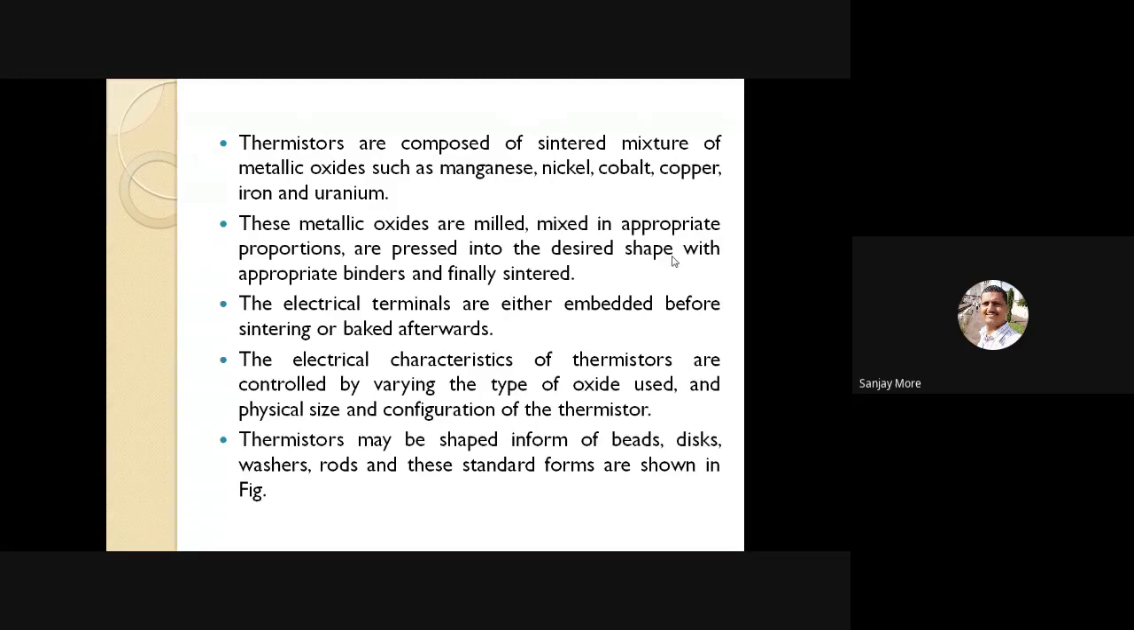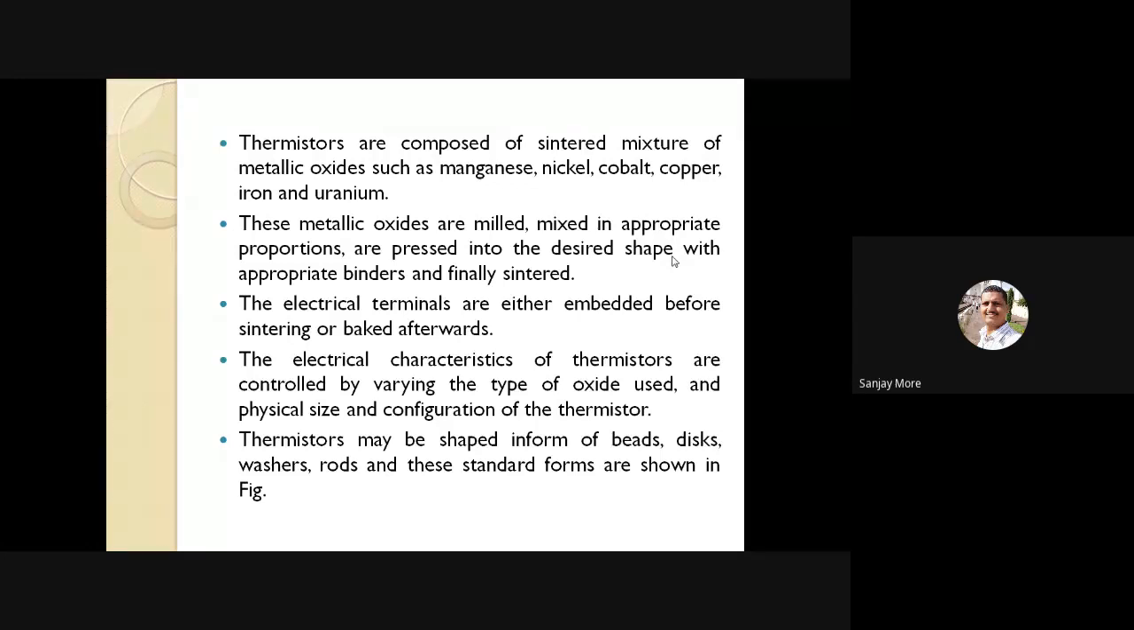The electrical characteristics of thermistors are controlled by varying the type of oxide used, and physical size and configuration of thermistor. Okay.